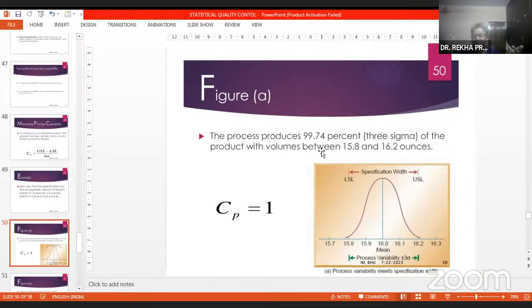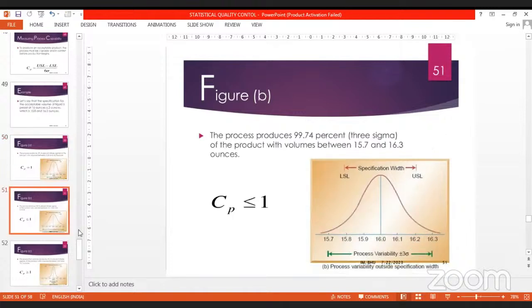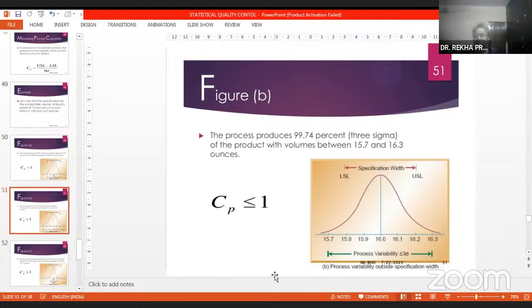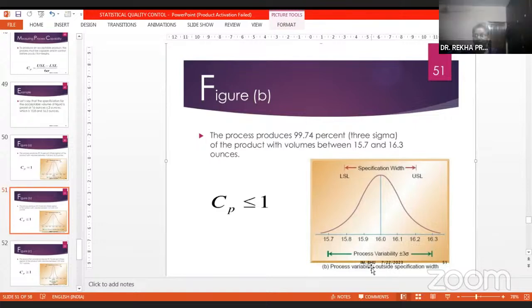Do you accept it? The process produces 99.74 percent of the product with the volume between 15.7 and 16.3 ounces. Then you don't accept it, क्योंकि ये जो आपका प्रीसेट है 15.8 था ना, 15.8 to 16.2, it is going beyond that. Between plus minus 3, it is from 15.7 to 16.3.